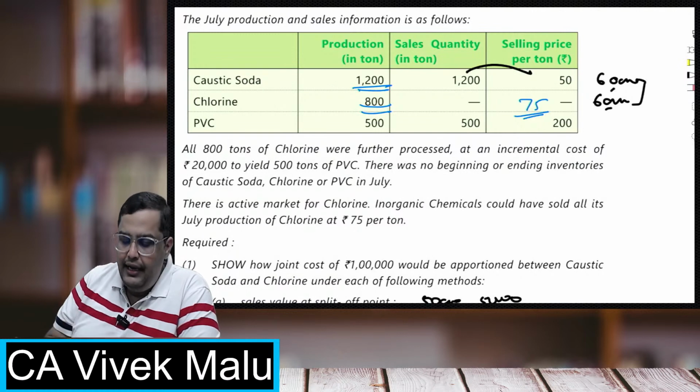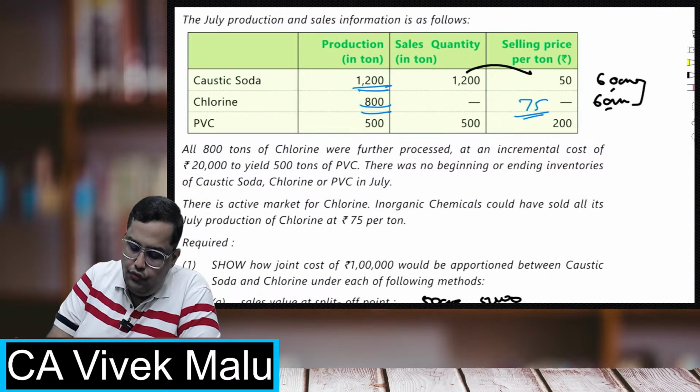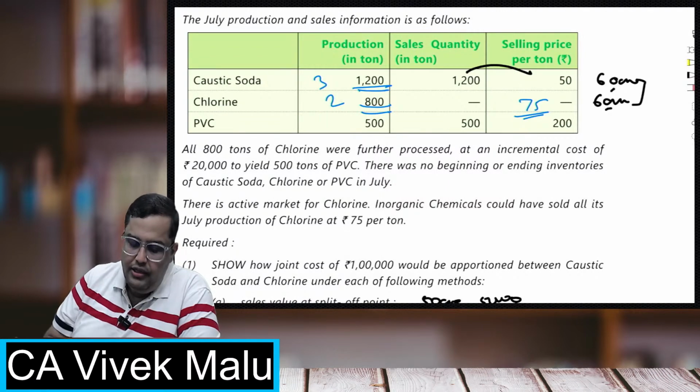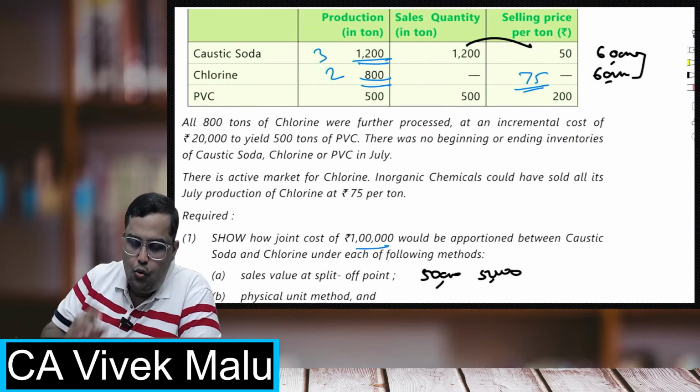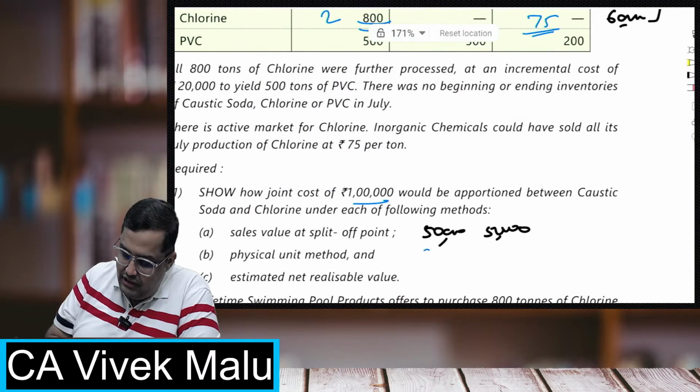So 1200 and 800. Basically the ratio is what? They are all multiples of 200, so that will be 6 is to 4. In fact, I can say they are multiples of 400, so this will be 3 is to 2. So divide this 1 lakh in the ratio 3 is to 2, in the ratio of their quantities. So it will be 60,000 for A and 40,000 for B.